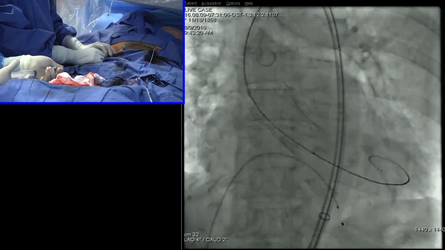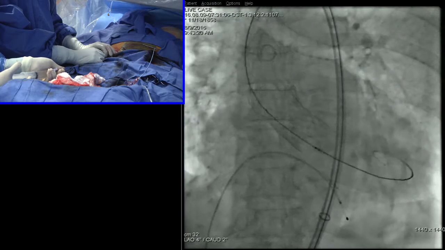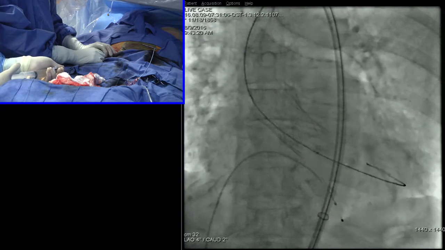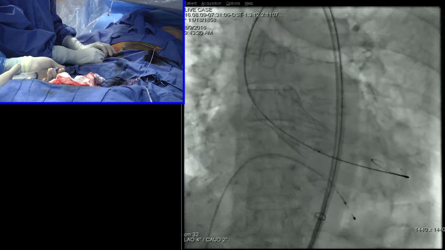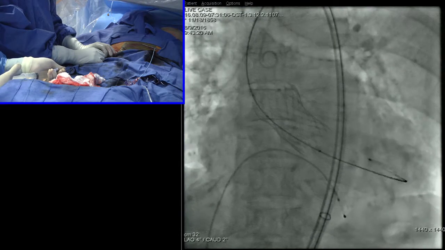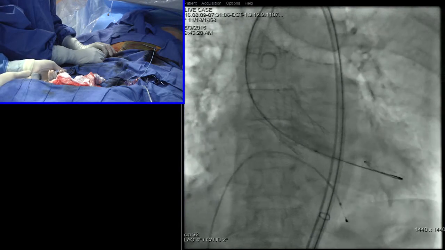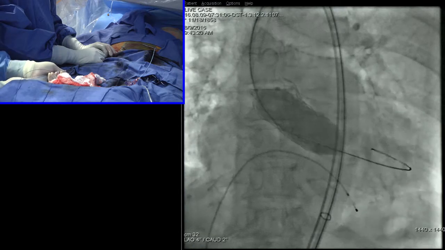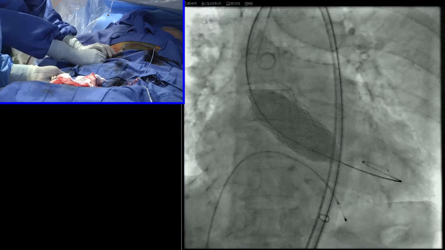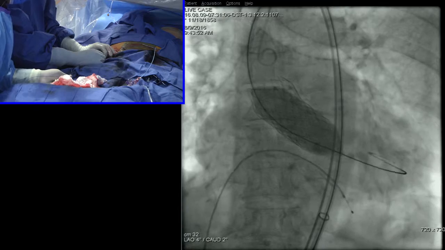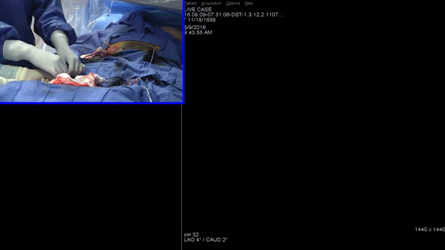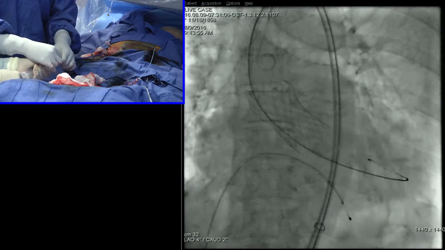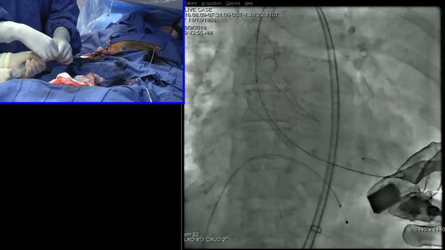Okay, not capturing at 180. Try 170. There you go. Good. Okay, going up. Slow, steady. Go. Good. Okay, stop pacing. Stop pacing.